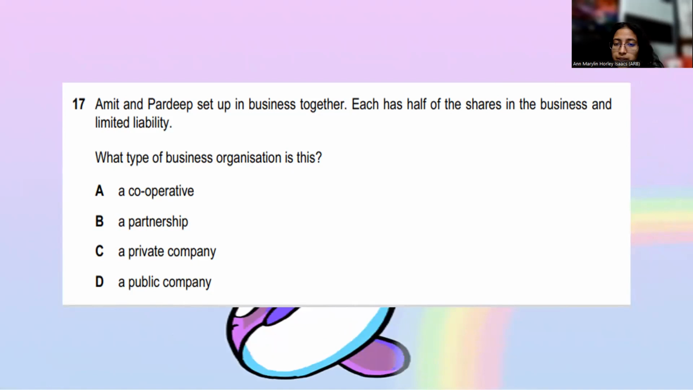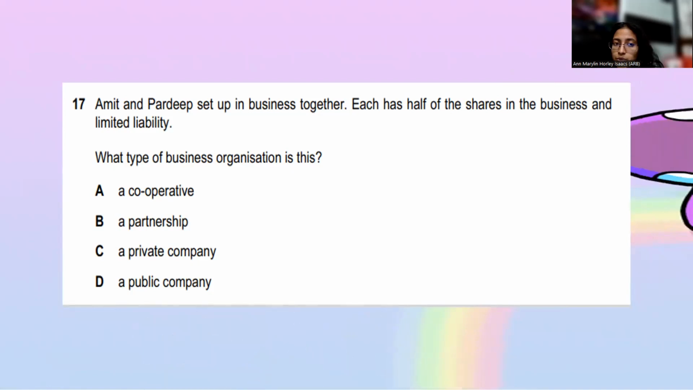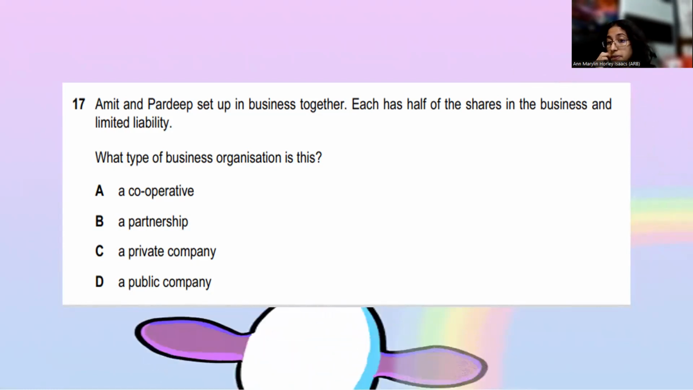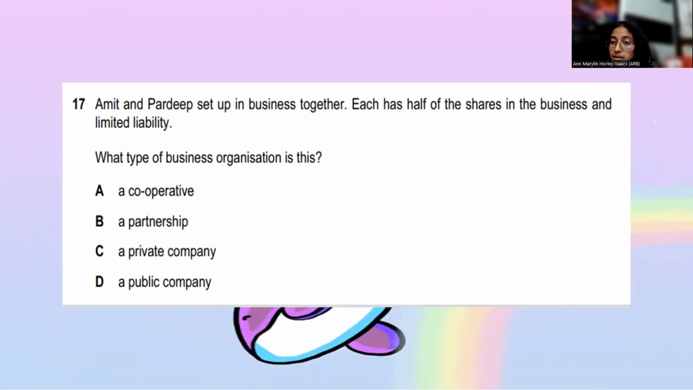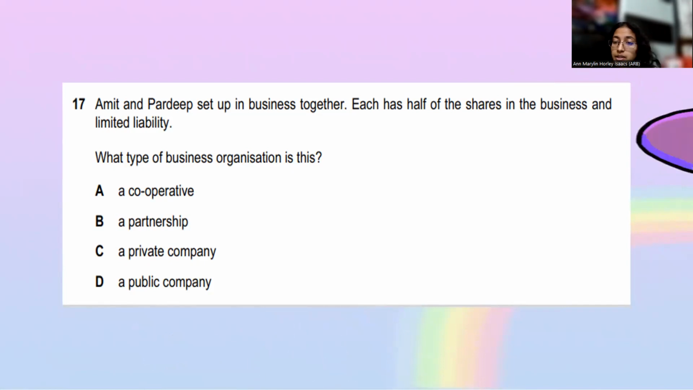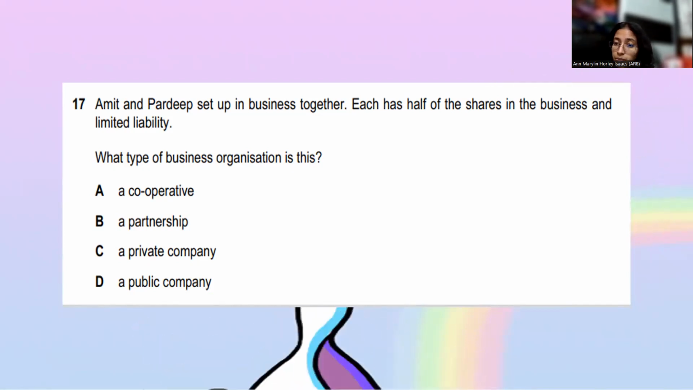Furthermore, why do you know for sure this is not a public limited company? In a public limited company, shares are sold to the public. But in this case, half the shares belong to Amit, half the shares belong to Pardeep. So there's no public element in here. The fact that you talk about limited liability also refers you to a private company. So there's no element of cooperatives in here.